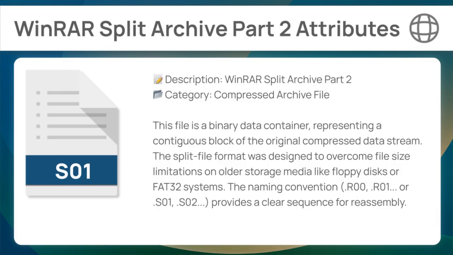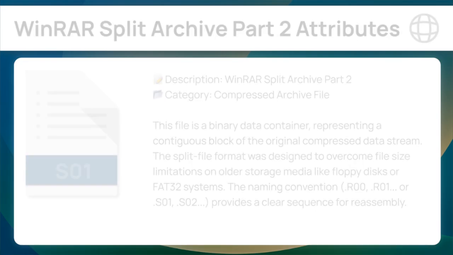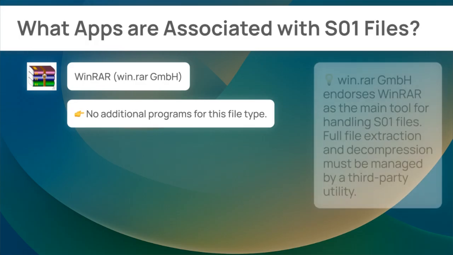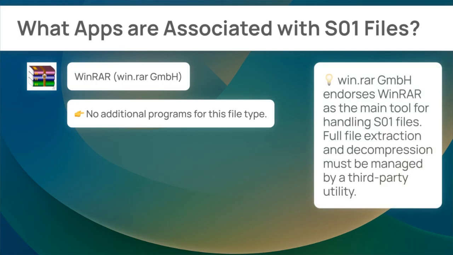The split file format was designed to overcome file size limitations on older storage media like floppy disks or FAT32 systems. The naming convention, R00, R01, or S01, S02, provides a clear sequence for reassembly. The proprietary opener for the S01 file structure is typically WinRAR by win.rar GmbH. Full file extraction and decompression must be managed by a third-party utility. Windows offers only partial archive support, so you'll need proper extraction tools for full access.